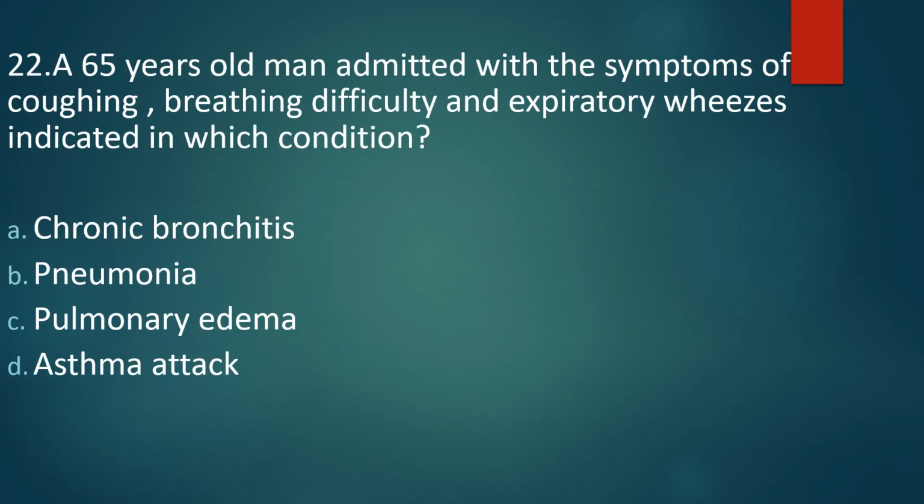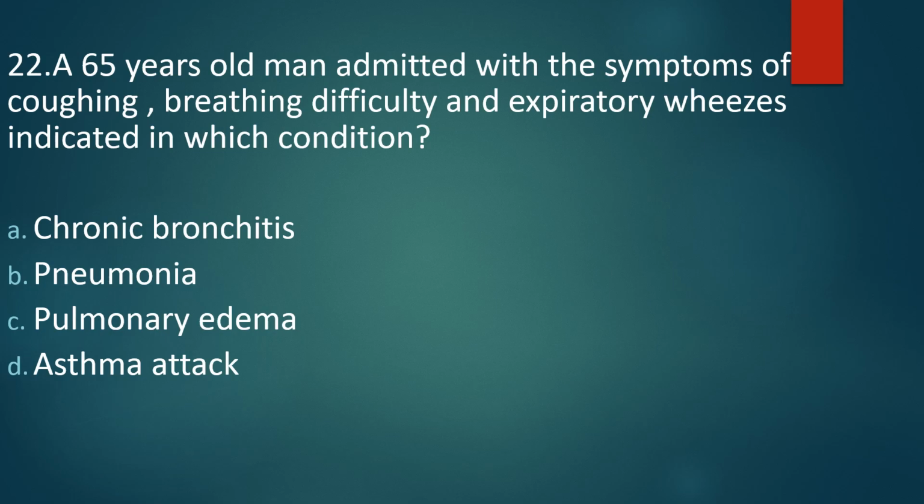Next, we'll move on to the next question. A 65 years old man admitted with the symptoms of coughing, breathing difficulty, and expiratory wheezes indicated in which condition? There are a few conditions listed. Option A, chronic bronchitis. Option B, pneumonia. Option C, pulmonary edema. Option D, asthma attack.